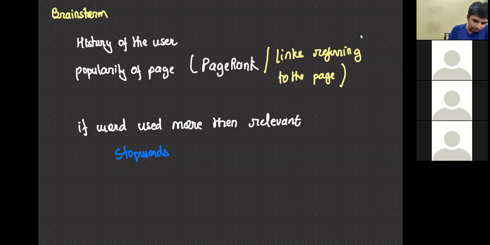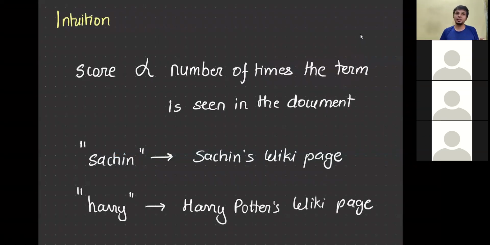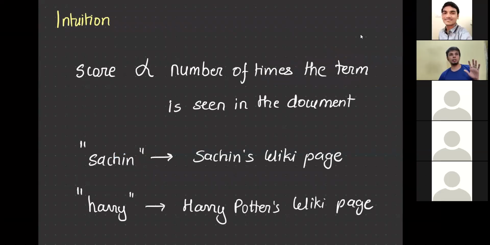So if a word is common, then suppress. We are not removing it, we are just suppressing it. Okay, this is very important. Stop words is typically when we remove it out of indexing, but here we are just suppressing the importance. So this is what our intuition is, right? Most of the systems in data science and information retrieval, whenever you are playing with bulky data, are mostly built around intuition.